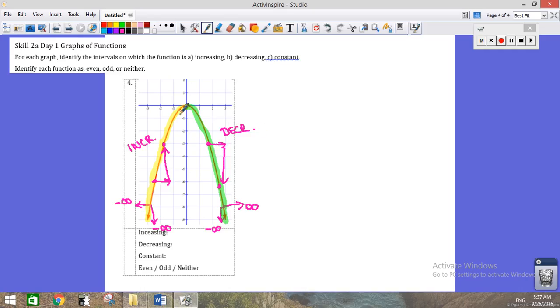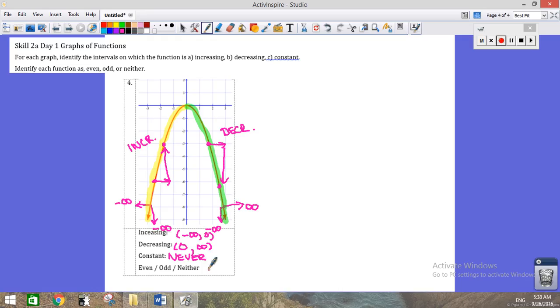So we need to describe these intervals using interval notation. We use x-coordinates to describe interval notation. It's increasing from negative infinity up to 0, and it's decreasing from 0 to positive infinity. It's never constant.